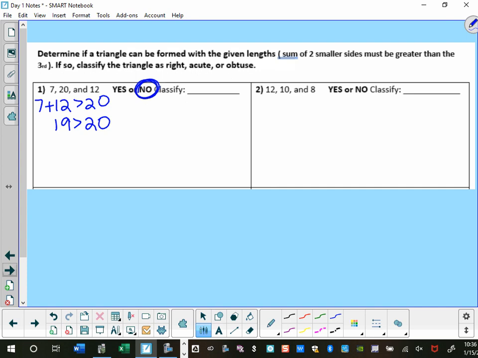Alright, so look at number 2. We have 8, 10, and 12. Is this a triangle? That's my first step. How do I know if it's a triangle or not? If I do 8 plus 10, is that greater than 12? Yes, so it is a triangle. Right? That's part 1.